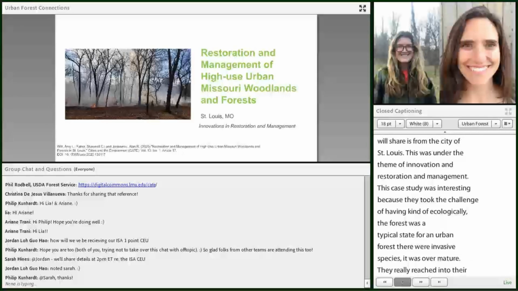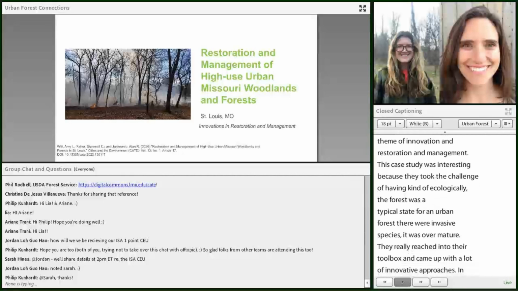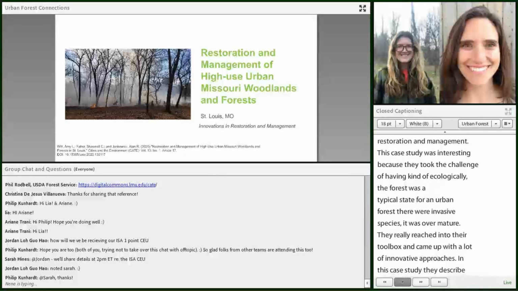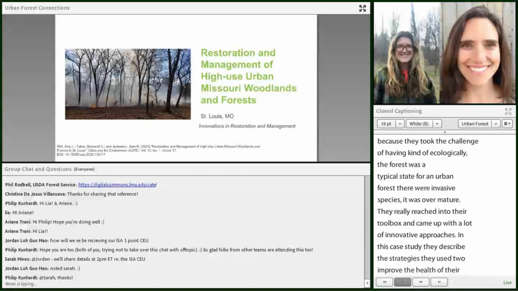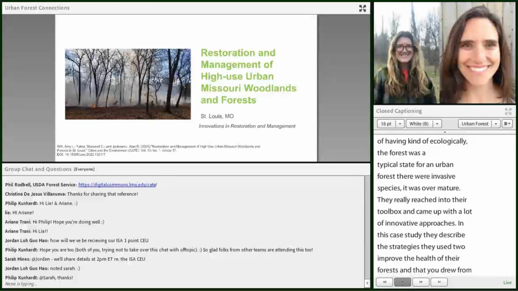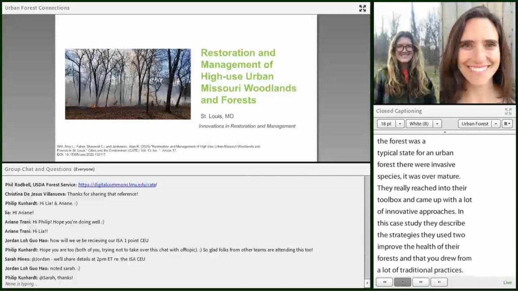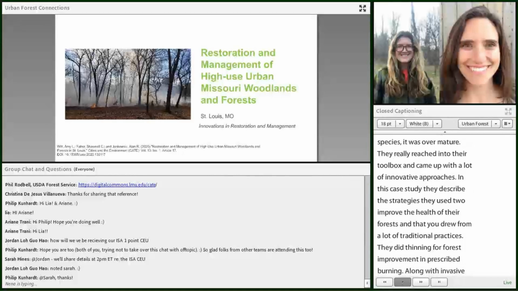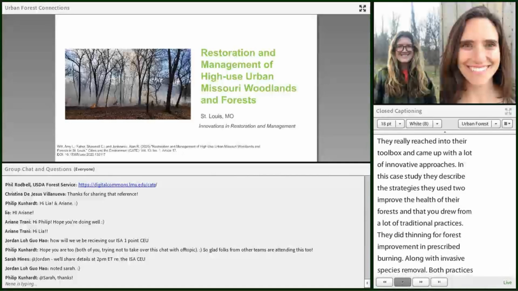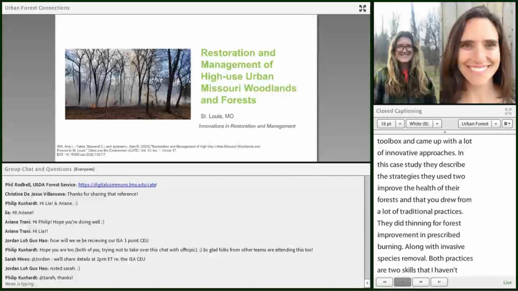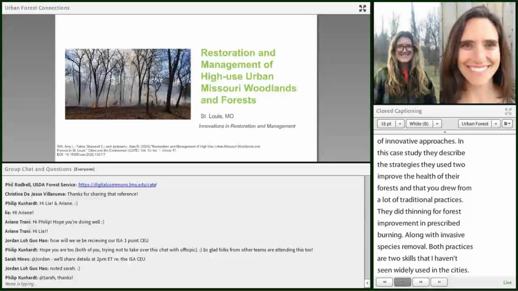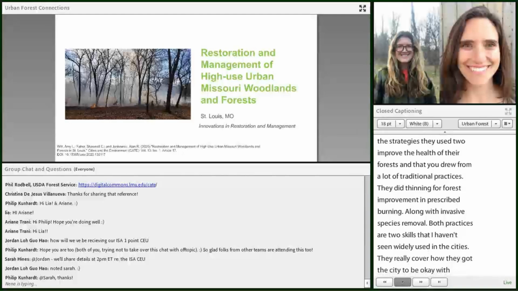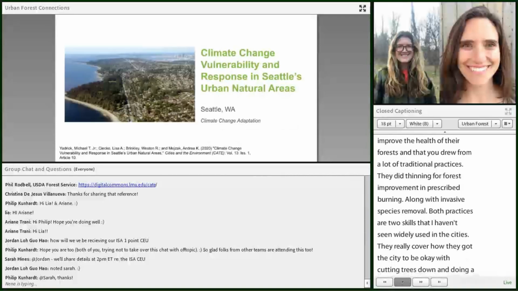And so in this case study, they described the strategies they used to improve the health of their forest, and they drew from a lot of really traditional practices. So they did thinning for forest stand improvement, and they did prescribed burning, along with invasive species removal. And both the thinning and the prescribed burning are 2 skills that I personally haven't seen widely used in cities. And they really cover how they got the city to be okay with cutting trees down and doing a low-intensity prescribed burn. So definitely would encourage you all to check that out.